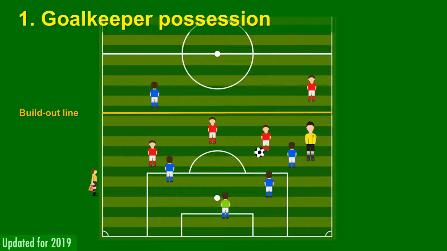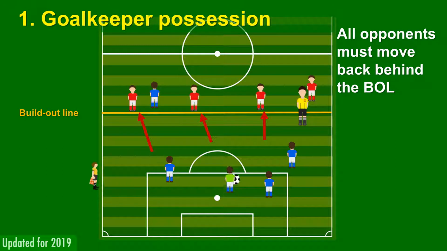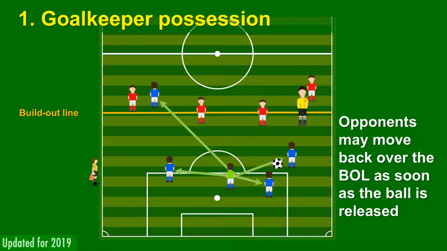When the goalkeeper gets possession of the ball in his or her hands, the opponents must begin to move behind the build-out line. Remember, in AYSO, goalkeeper possession includes cases where the goalkeeper has his or her hand on the ball while it is on the ground. The goalkeeper may play or pass the ball to either side of the build-out line. As soon as the ball has been released by the goalkeeper, the opponents may cross the build-out line. This includes placing the ball on the ground.